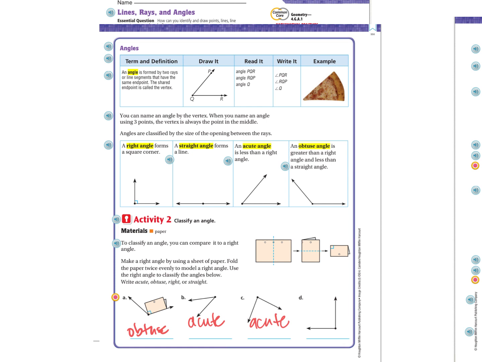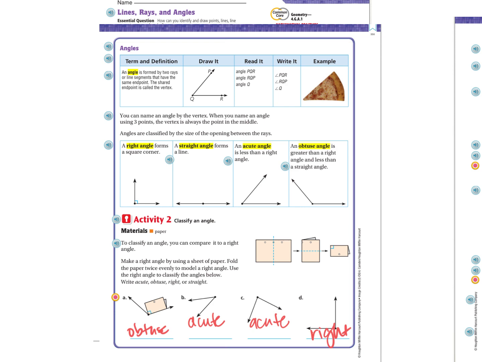Okay, now let's try letter D. Put it right in the corner. Perfect. Oh my goodness, does it fit just right? Yes. Oh, so it's a what kind of angle? Right. Good job, guys. Right, it's just right. Okay, awesome.